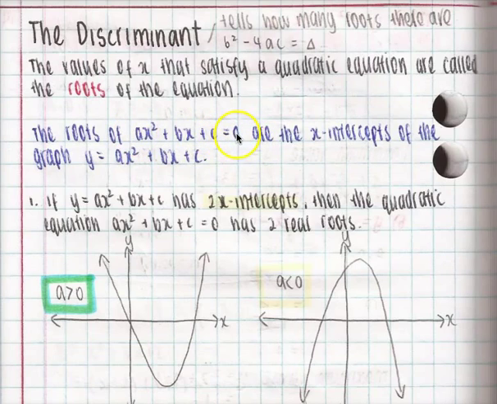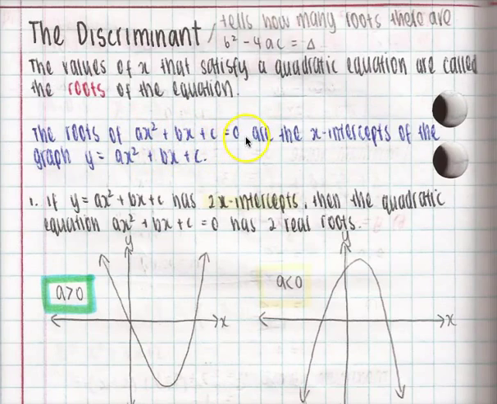Now, to solve that equation, if you solve that for x by factorizing and you work out what x is, you get the x-intercepts of the equation. Now, these x-intercepts, or the values of x that satisfy this equation, are called the roots of the equation. So if you see a question saying what are the roots of the equation, it's the values of x.